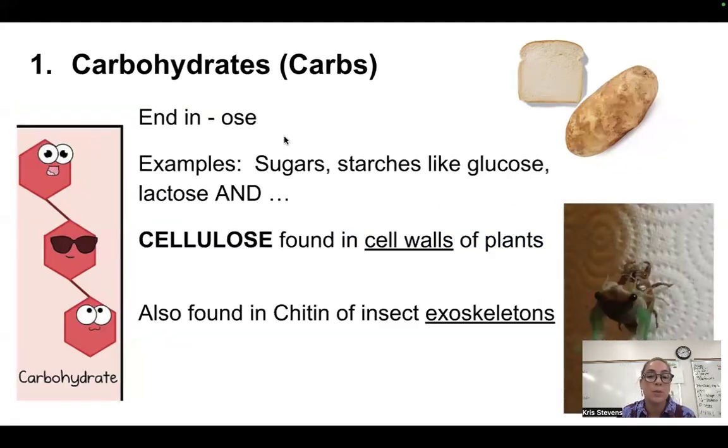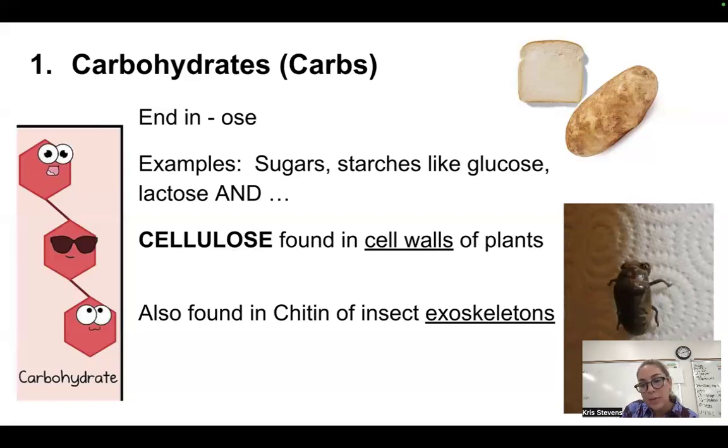Carbohydrates and sugars typically end in ose. So fructose, galactose, lactose. Look at the back of your soda. It's going to say probably high fructose corn syrup. That's sugar. Cellulose, that's found in the cell walls of plants, and it's a carbohydrate. Look at it. It ends in ose, O-S-E. It's found in the cell walls of plants. It's very difficult for us to digest.